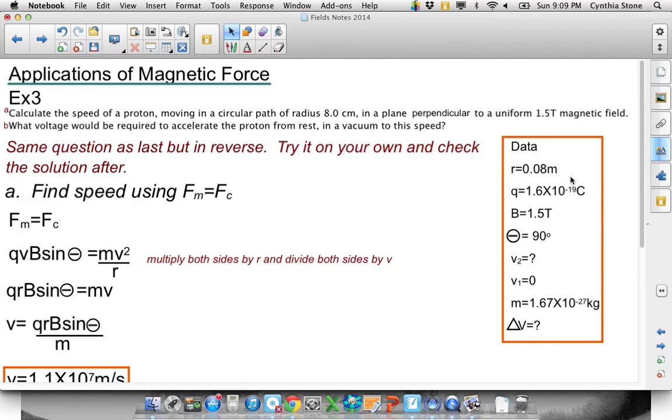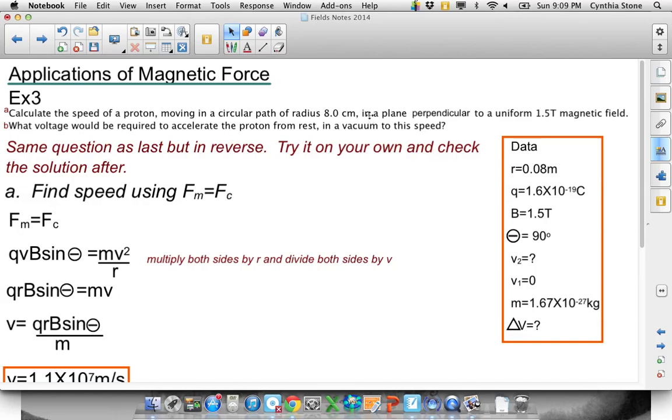So here's all my information. 0.08 meters, obviously take my centimeters into meters. It's a proton, so that's the charge. There's my Tesla, perpendicular, 90 degrees. For part A, I'm just looking for V. But now it's kind of going backwards. What voltage would be required to accelerate to that speed?